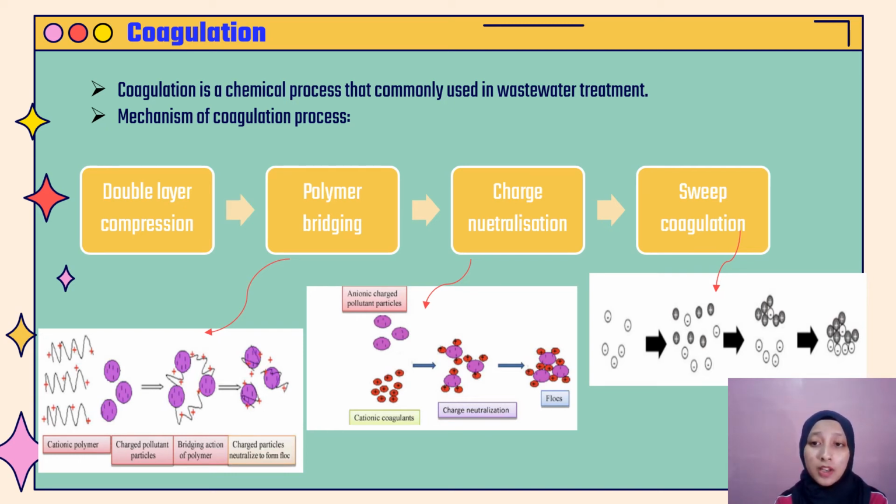Next, charge neutralization. It occurs when oppositely charged colloid is adsorbed on the surface of the coagulant polymer, which allows the coagulation to occur, as shown in the second picture. And lastly, sweep coagulation. This mechanism happens when a high dose of coagulant is used. The sweep coagulation mechanism occurs by trapping the colloids within the precipitated coagulant, as shown in the third picture.